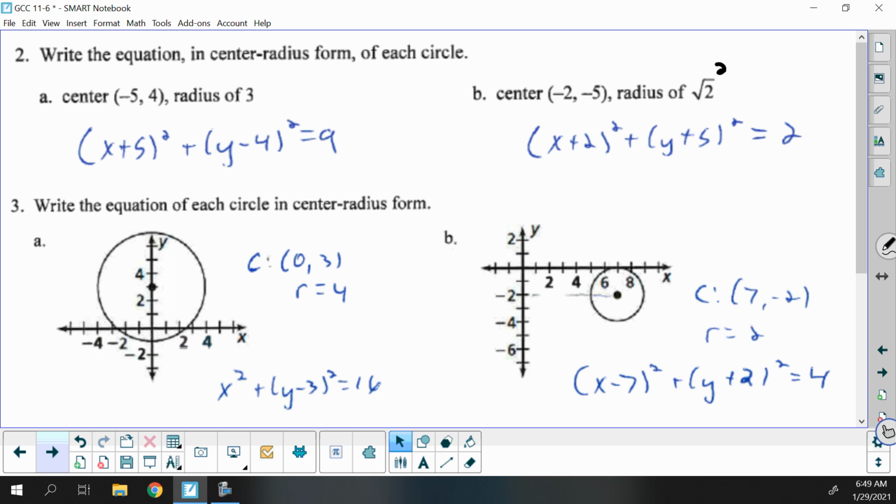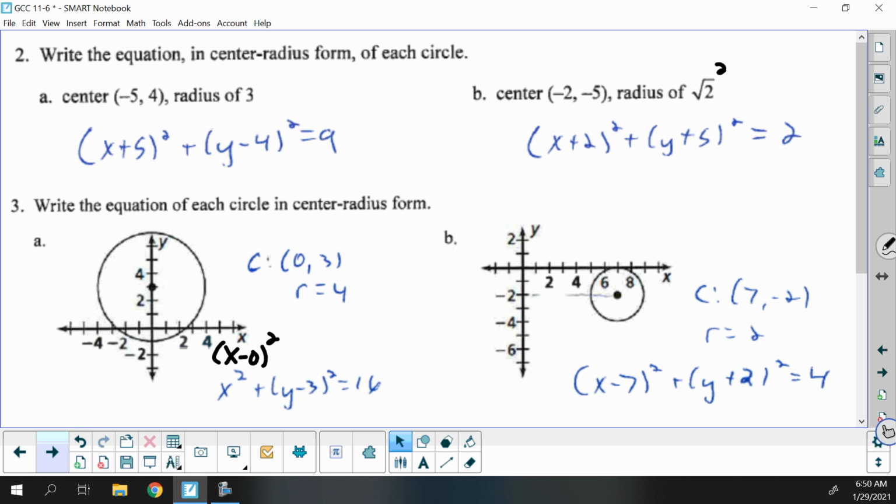In 3, it was a similar idea. You just had to identify the center and the radius from the picture first. We had a radius of 4 and a center of 0, 3. So you could have written for the x part either x minus 0 or x plus 0 squared, and that would be correct in a free response question. But just note in a multiple choice, because x minus 0 is just x, they're going to have it written as just x squared for that part.